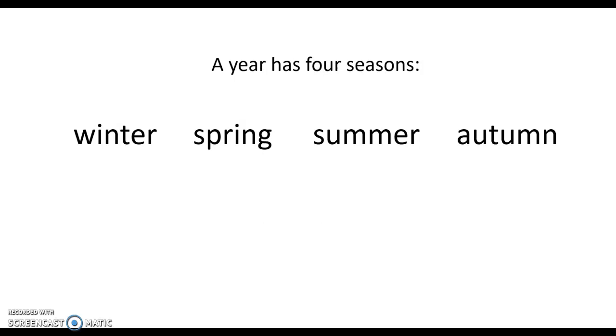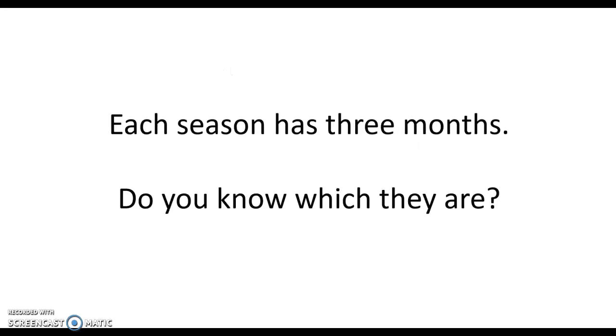A year has 4 seasons: winter, spring, summer, and autumn. Each season has 3 months. Do you know which they are?